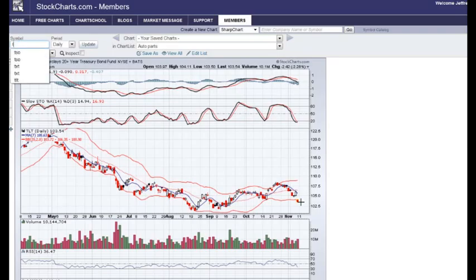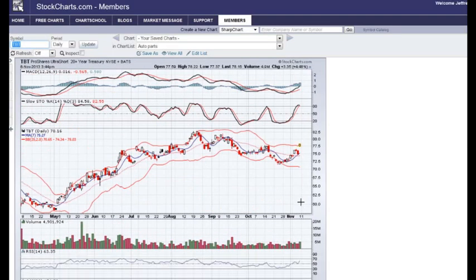One way to play interest rates going higher, you can buy TLT puts or you can buy calls on TBT. Okay, you can buy calls on TBT, which is the ultra short treasury ETF.